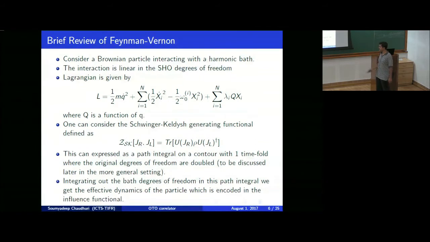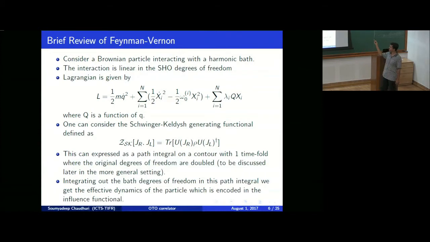But one can consider this Schwinger-Keldysh generating functional, which is defined as such. So rho is the density matrix of the system, and then you basically couple to the Ket fields. You consider a source for the Ket fields, which is Jr, and a source for the Bra fields, which are Jl, and these two are not necessarily equal, and hence these two don't cancel each other.